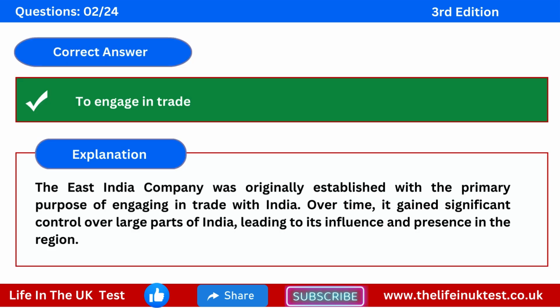The correct answer is to engage in trade. Explanation. The East India Company was originally established with the primary purpose of engaging in trade with India. Over time, it gained significant control over large parts of India, leading to its influence and presence in the region.